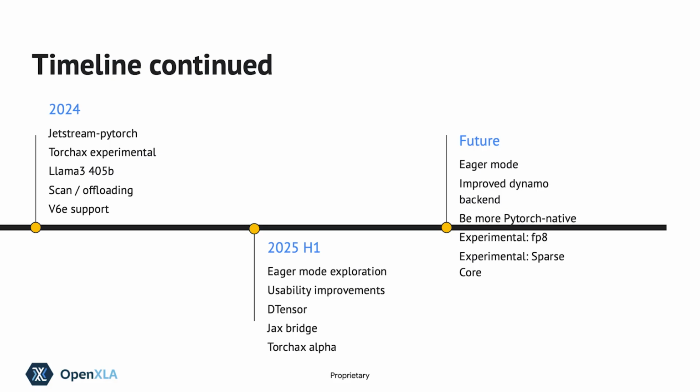We started TorchX as an experimental feature inside of Torch XLA. We started working with Llama 3. We got pretty good performance on Llama 3 in 2 pods of V6E. We got around 35% of MFU.